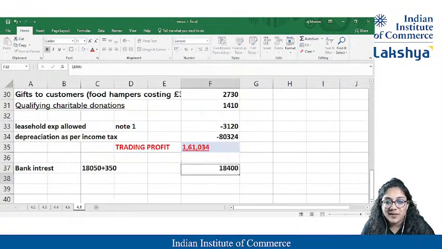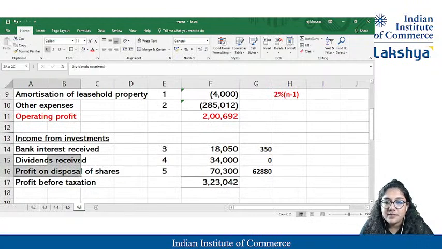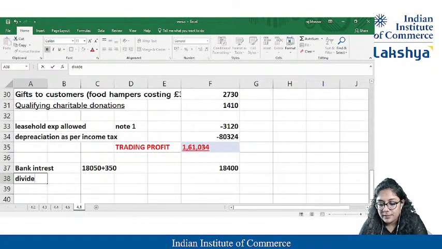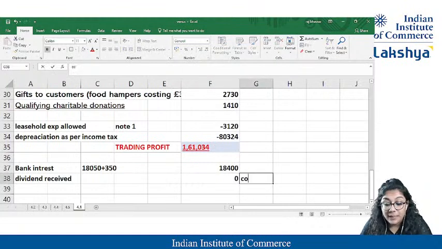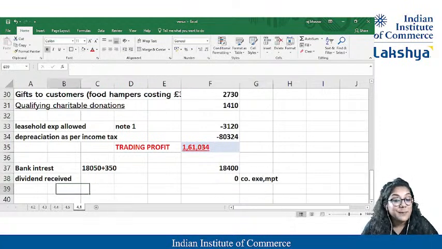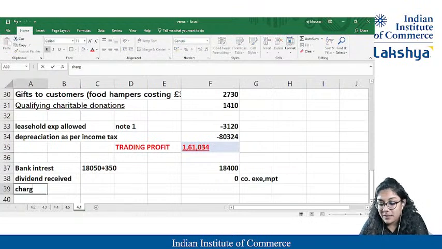So it's 18,400. What is remaining in this question? Dividend received. Shall I take dividend received? I'll write it in a better way. Dividend received. Shall I add any dividend received? Guys, you should know: is dividend allowed? Ma'am, a dividend is always 0, because for companies, dividend is exempt. Please take care of these things again and again. I am telling you.